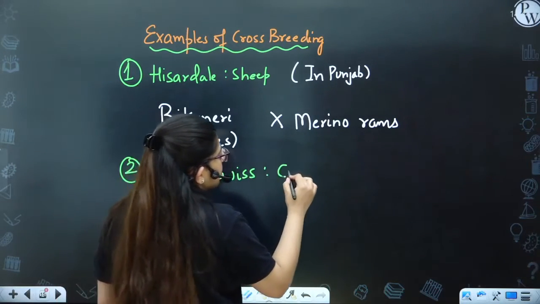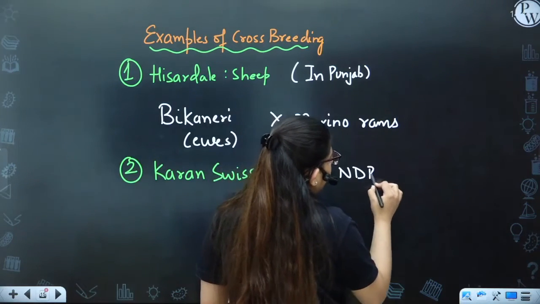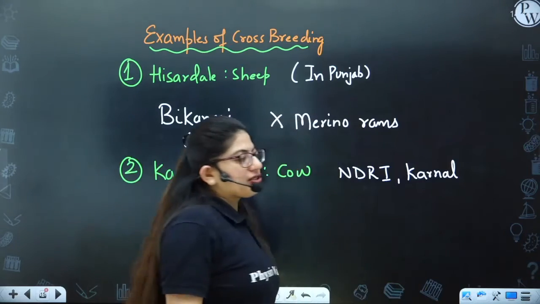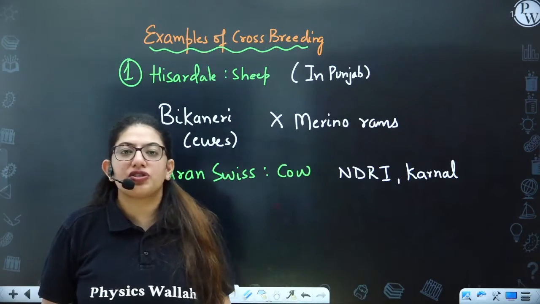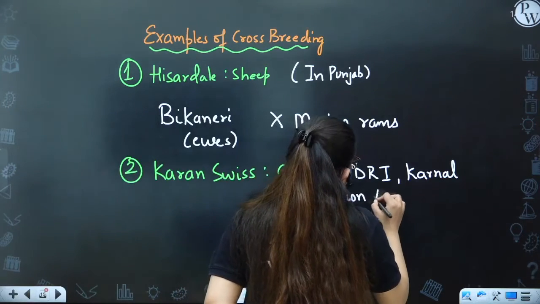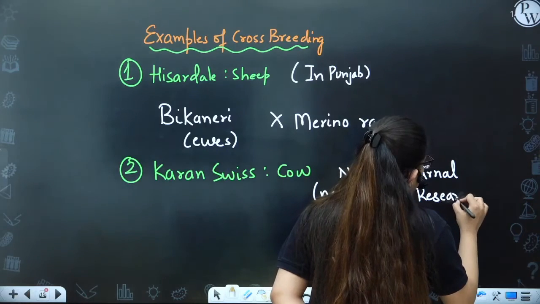The second one is Karan Swiss. Karan Swiss is a cow, and this was produced in NDRI Karnal. Karnal is in Haryana. National Dairy Research Institute. What's the full form? National Dairy Research Institute.